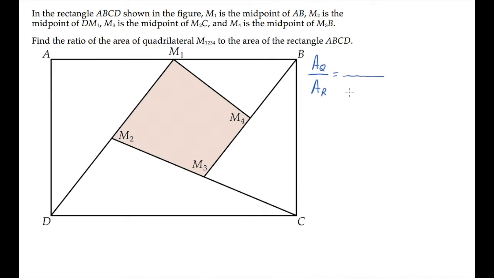The rectangle's area is just its length, AB, times its width, BC. But finding the quadrilateral's area takes some more work. So let's first notice that it equals the area of the whole rectangle minus the area of 4 triangles. I'll call them triangles T1, T2, T3, and T4. And we'll indicate them here.